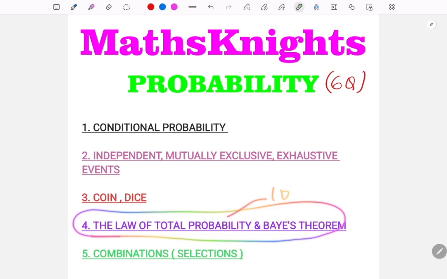Today we will discuss the next topic: the law of total probability and Bayes' theorem. In this one, they ask a question every year, 100% question. Here also it is a 100% question, and for the last one also there are chances.